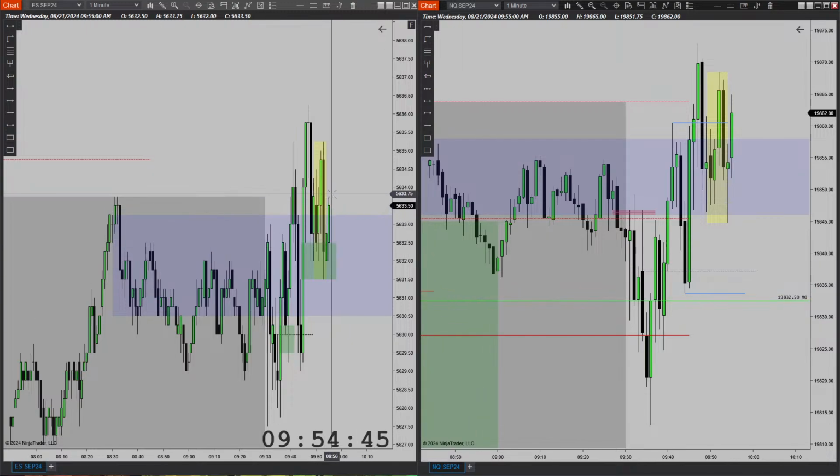Come on. I want to see flat tops. I don't want to see wicks above. Yep, I want to see flat tops. There you go. Beautiful. We drew those highs. Come on. Okay. I want to see continued up moves.